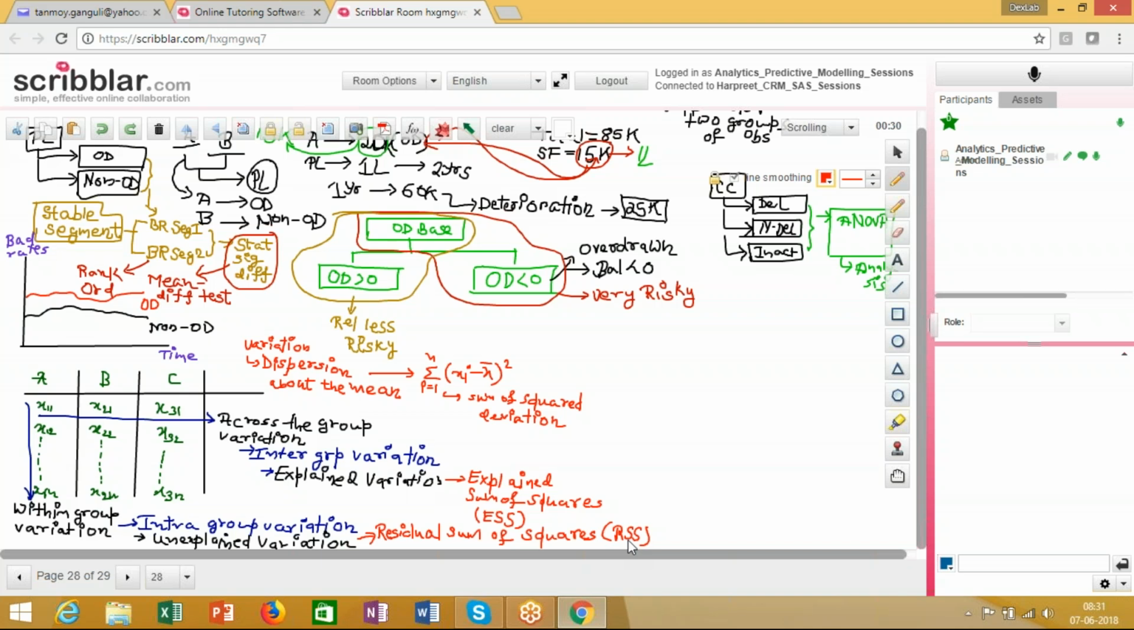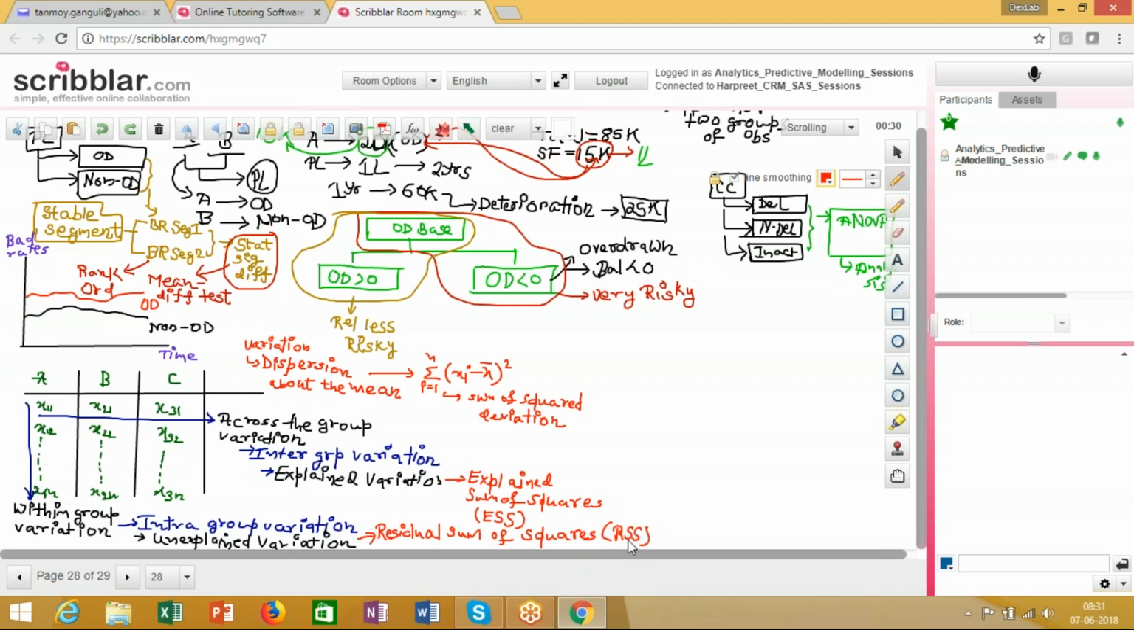Right. So there is a residual sum of squares. Now our objective over here is to compare between these two, the explained sum of squares and the residual sum of squares, and thereby try to identify whether the mean difference is significant or not. So how can we do this?